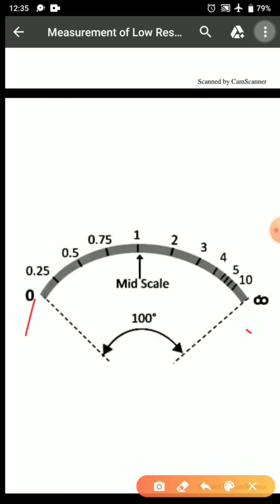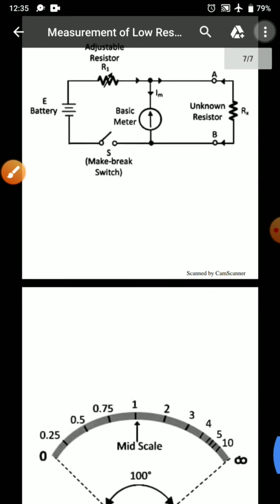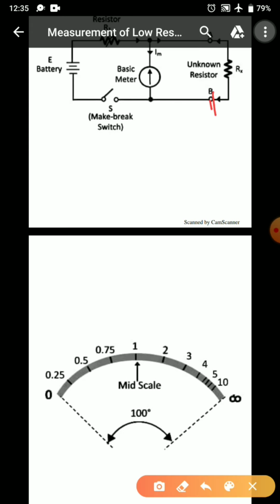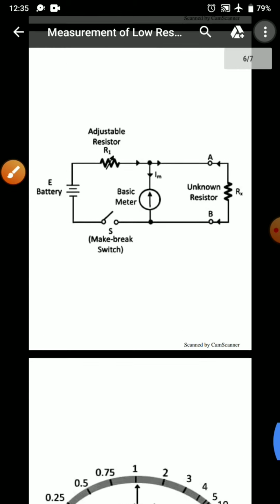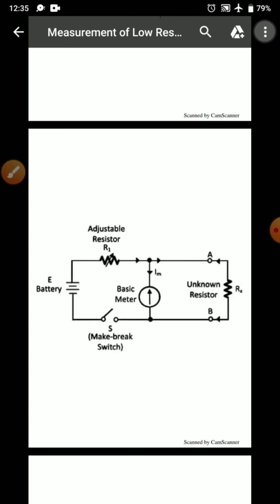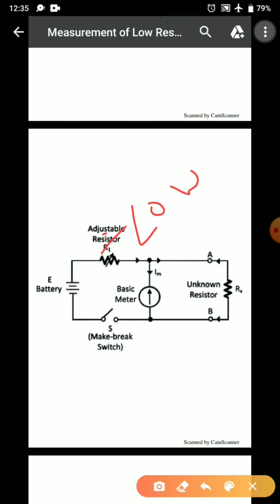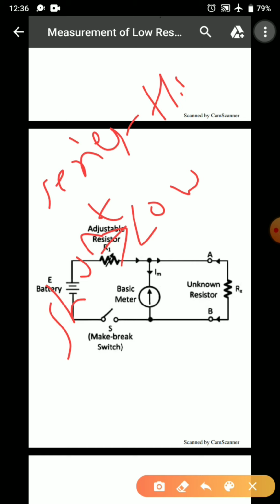So this is 0, this is infinity. In between, some markings are made, these calibrations are done, and based on these calibrations, when I connect an unknown low resistance value across the terminals AB, I can clearly make out the value of the unknown low resistance that I have connected. So this is basically an ohm meter. We have discussed that series type ohm meters are used for the measurement of medium resistance values, and shunt type ohm meters are used for the measurement of low resistance values. So this is the basic working of an ohm meter, and how an ohm meter scale can be calibrated.